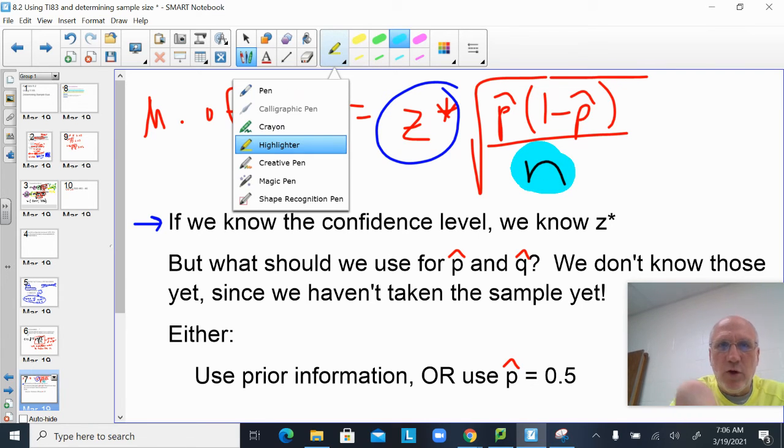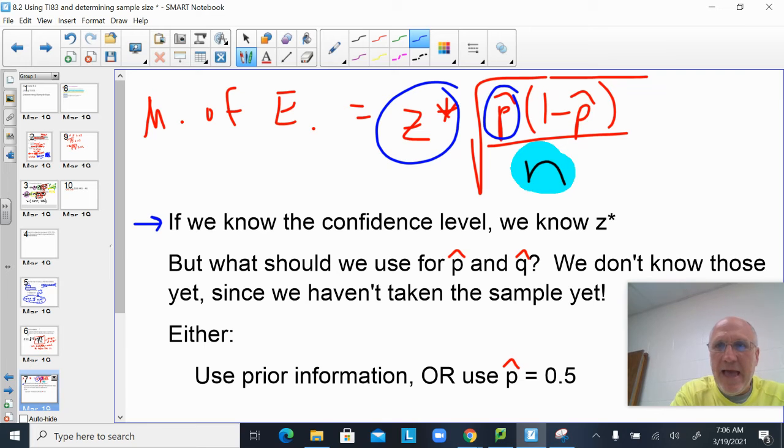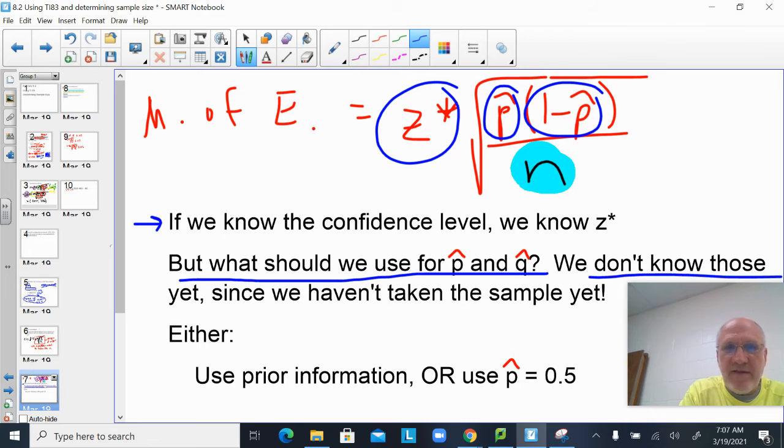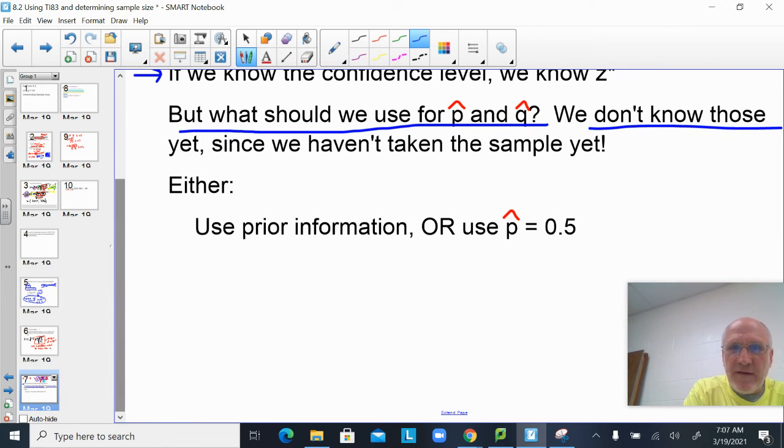But now the reasonable question is, what about P hat and 1 minus P hat? I don't have numbers for that. I haven't even chosen my sample size yet, so I haven't taken the sample, so I haven't calculated P hat or Q hat. So we need to use numbers there. We've got two ways we can deal with that. It says, but what should we use for P hat and Q hat? We don't know these yet. So it's one of two things.